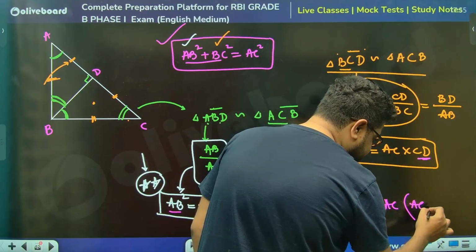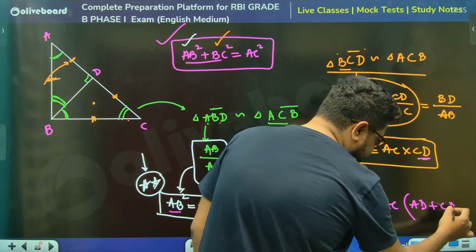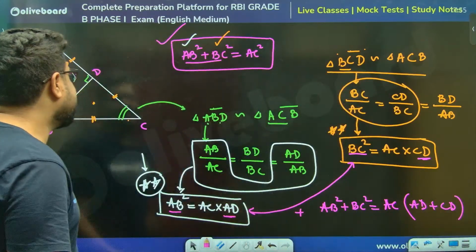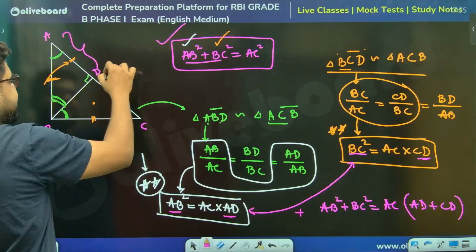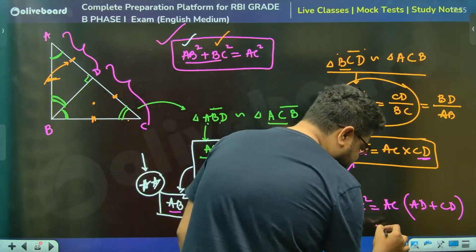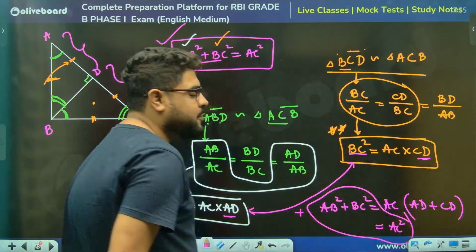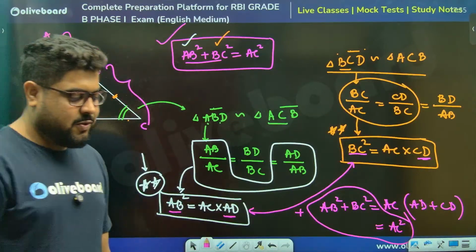Look at the diagram now. AD plus CD gives you what? AD plus CD gives us AC. That means AC into AC, that is AC square. You see, we have proved what Pythagoras had proved.